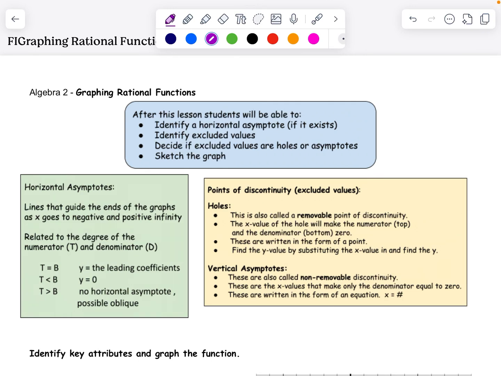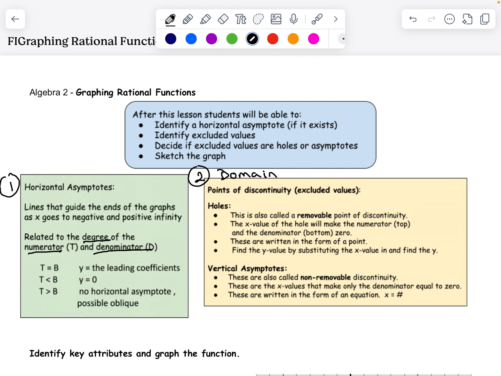We're going to talk about graphing rational functions, and we're going to go through some steps. The first step is finding horizontal asymptotes, and horizontal asymptotes are related to the degree of the numerator, the top, and the bottom, the denominator. The second thing that we're going to do is find the domain.